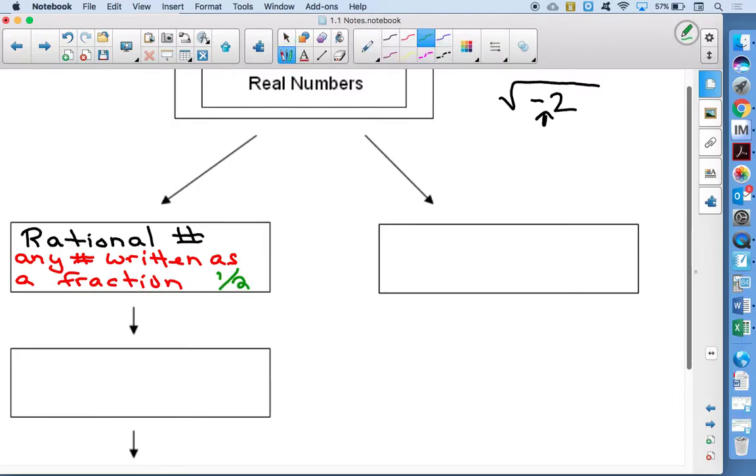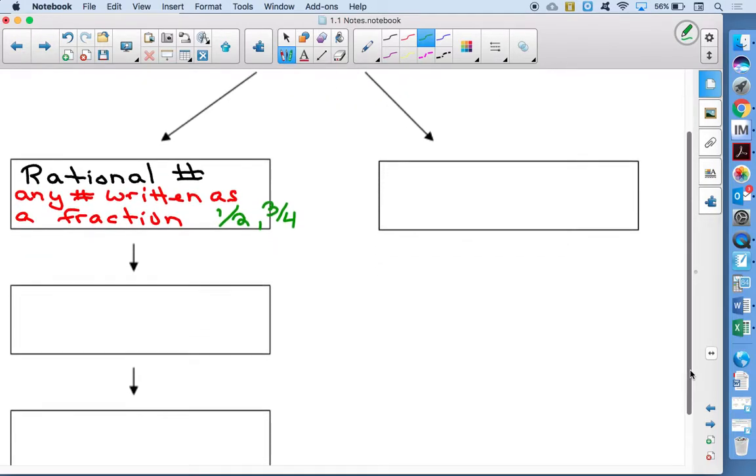1/2. A fraction is a rational number, the fraction 1/2. You could have 3/4. That would also be a rational number. So any fraction is a rational number. And pretty much most numbers can be written as a fraction. That's why it's at the top, because it's the biggest type of real number.